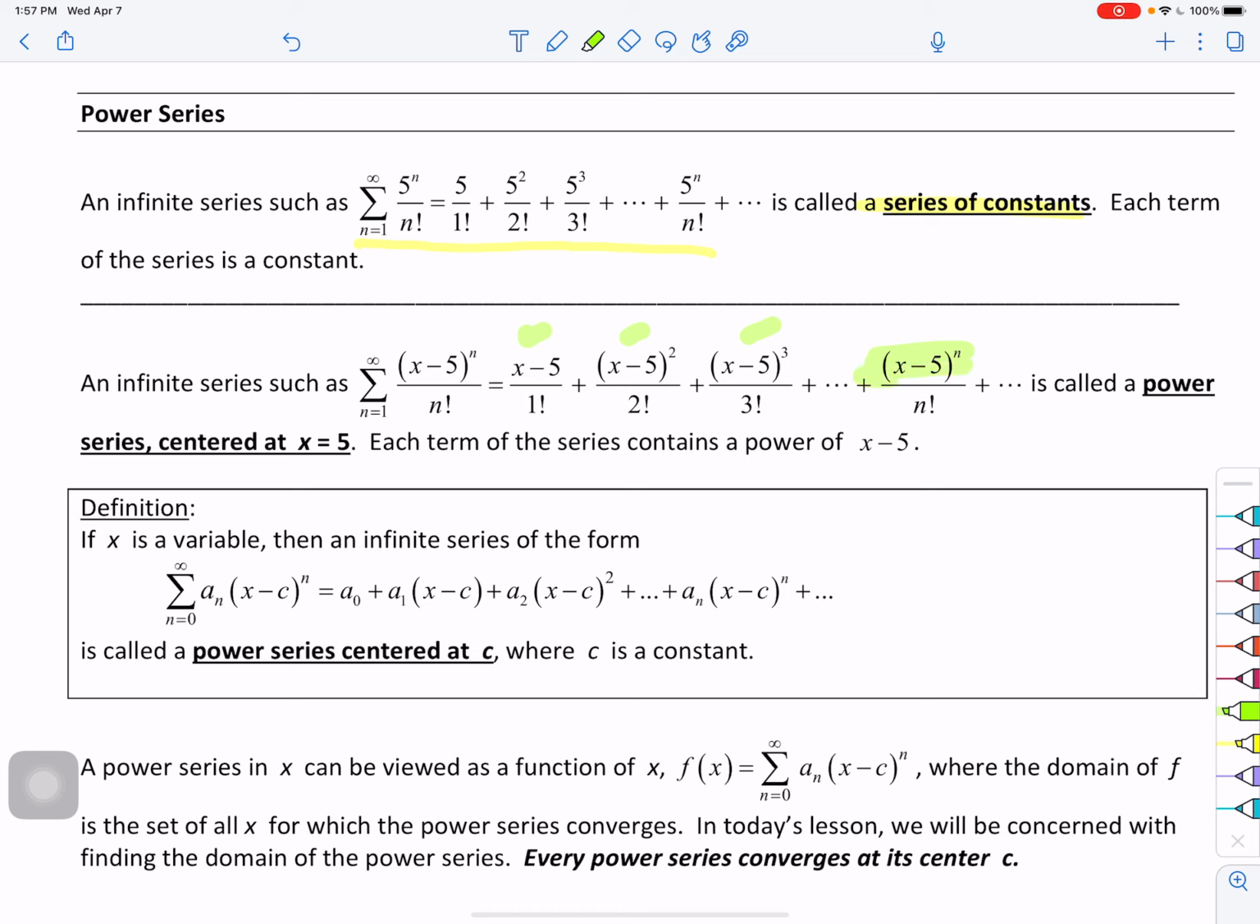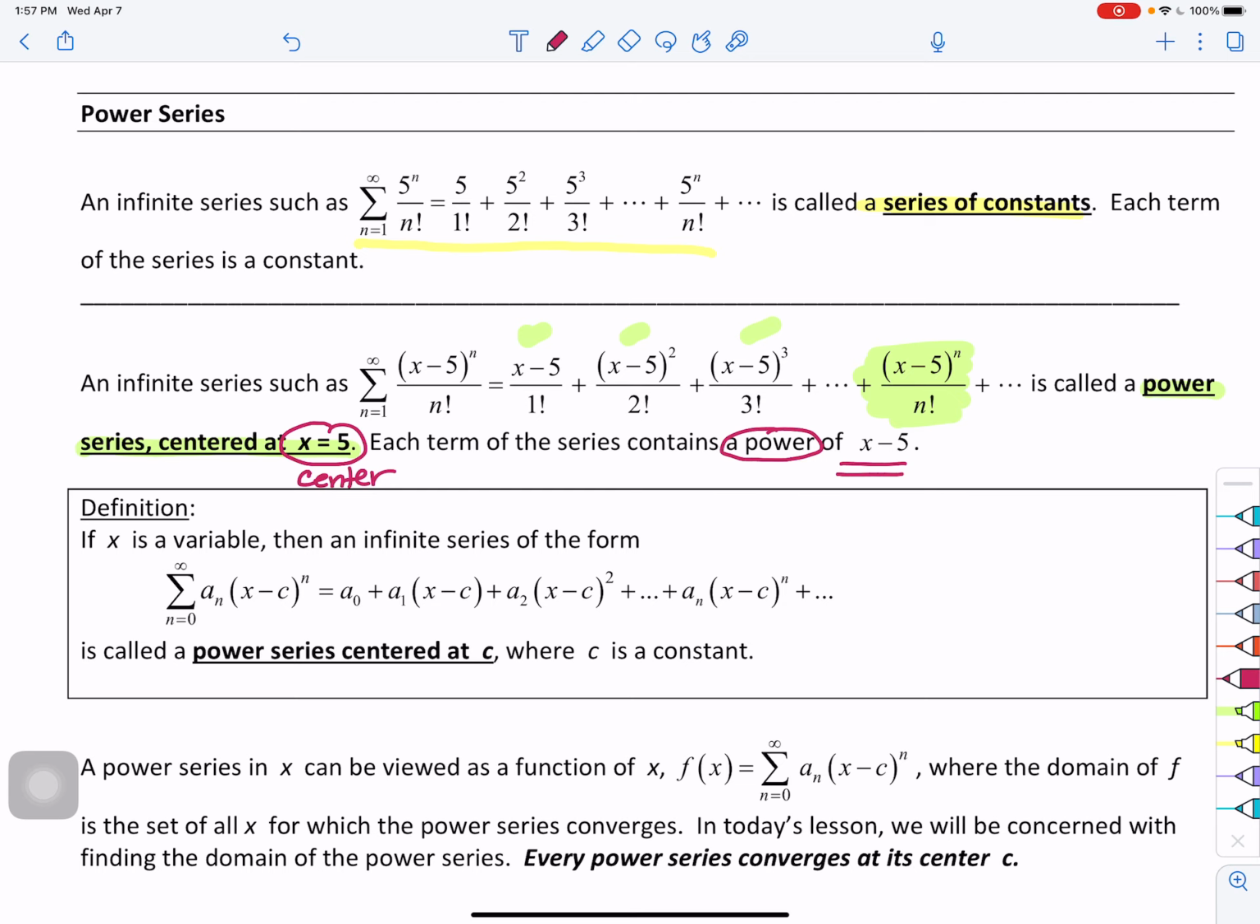And here is your nth term, and this series is called a power series, and this series is centered at x equal to 5. So each one of the factors, x minus 5, is raised to the nth power. So each term of the series contains, there's your word, a power of x minus 5. So that is a power series.